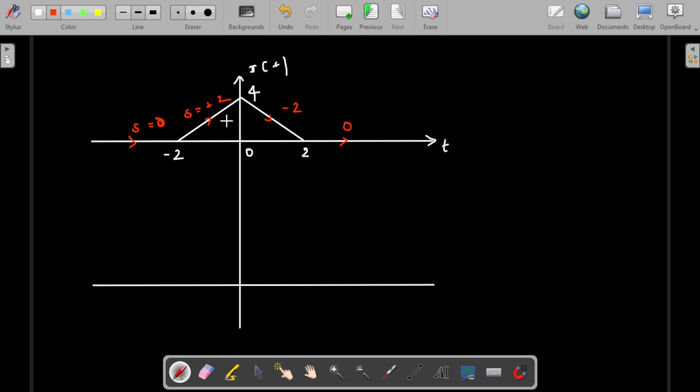So here, in order to find the slope, we divide the y-axis value by the x-axis value. So 4 divided by 2 will be 2. As it is increasing, I'm giving the value positive 2. Here, if you see the value is decreasing, so I'm giving a negative value.